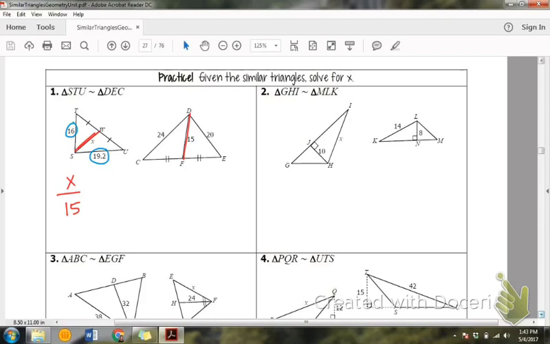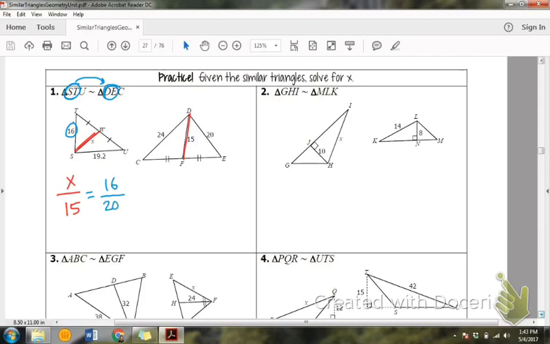Let's just choose the 16. So 16, and instead of guessing, I'm going to use my similarity statement. And 16 is represented by TS. Well, what goes with TS? DE. And how long is DE over here? 20.